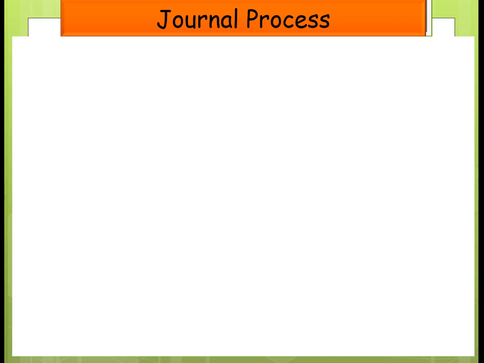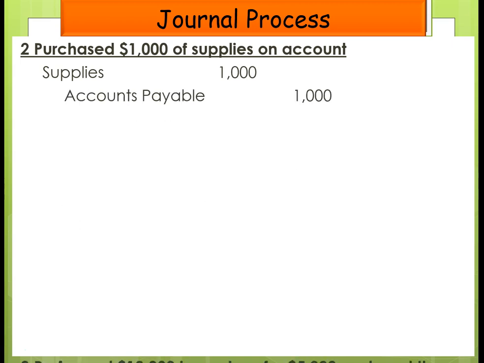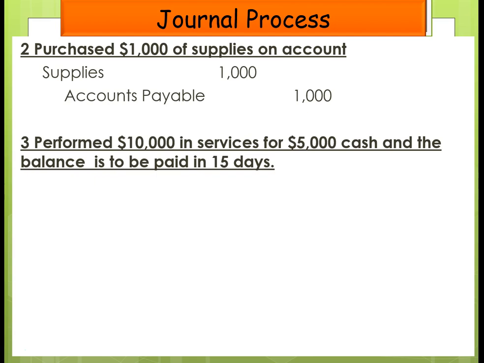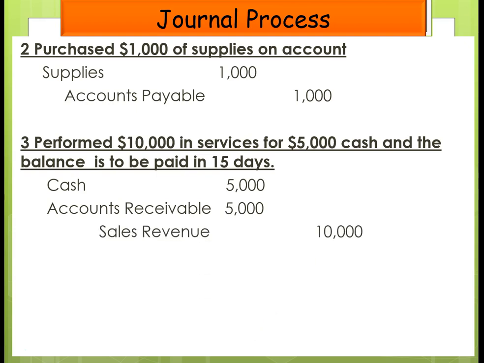Now we have some more transactions. We purchased $1,000 of supplies on account. On account means no cash changed hands, so since we bought something, it would be an accounts payable. Perform $10,000 in services for $5,000 cash, and the balance is to be paid in 15 days, or we can say the balance is on account, which means that we didn't receive the other $5,000, which means we're now going to create an accounts receivable. And we would book this as sales revenue.